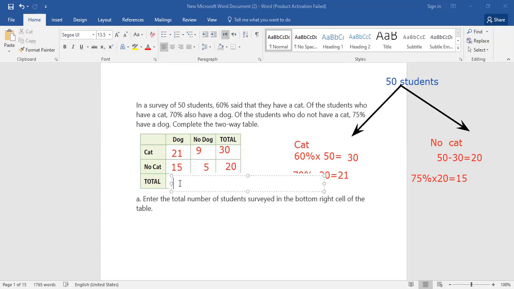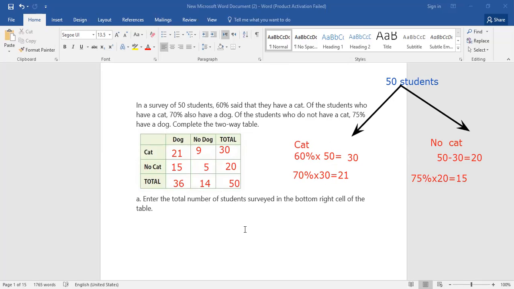21 plus 15, it will be 36. Yes, 36. And 9 plus 5, it will be 14. If we want to find the sum now, it will be how many? It will be 50. Yes, 50. Okay, so now we filled the table.